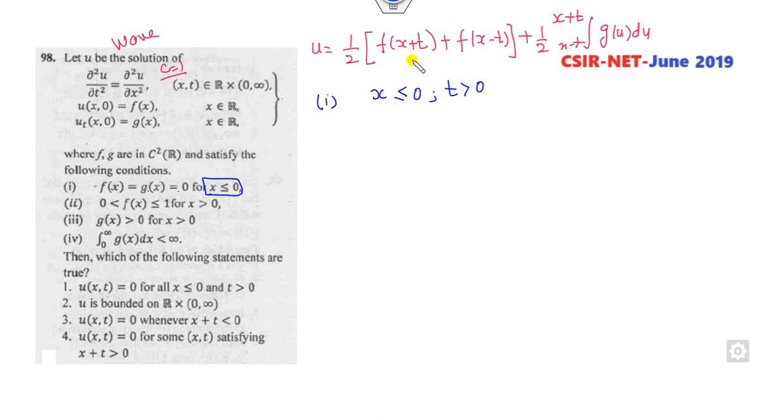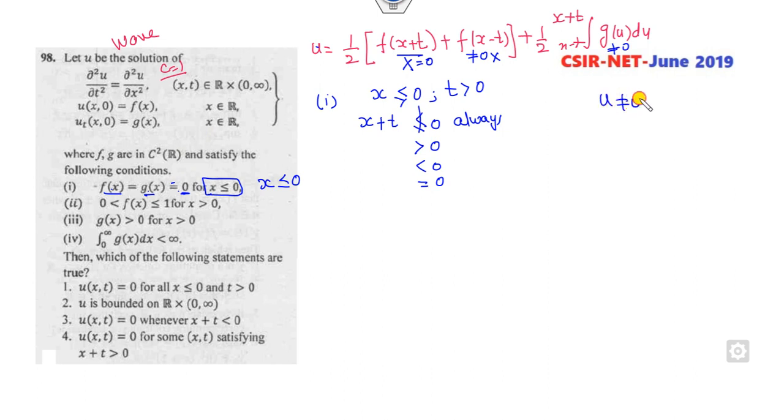More generalized. Look at the x plus t. If x is less than equal to 0, t is my greater than 0. Can it be less than 0 always? No. It may be greater than 0, it may be less than 0, or it may equal to 0. But f and g are 0 only when x is less than equal to 0. But this is not always true. It means this is not always 0. G is not always 0. So it means u is not always 0. But he said 0 for all x, which is not satisfied.